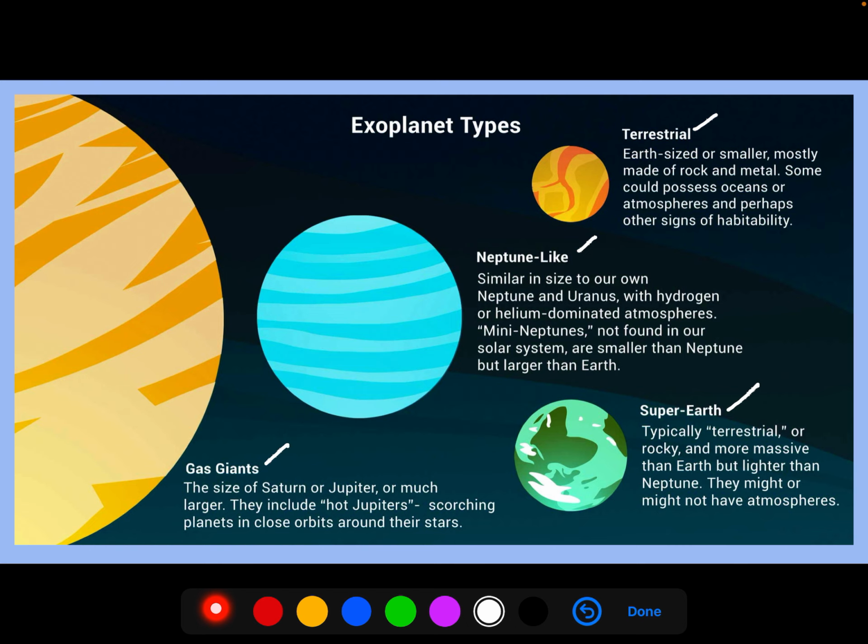You might want to note too that with the super Earth, it may or may not have an atmosphere. And when they call it a terrestrial one, they say here some could have oceans, they could have atmospheres, and maybe other signs of habitability. So maybe it's close to its star, so it's nice and warm. So you can jot down just a couple things to help you remember the difference between those.